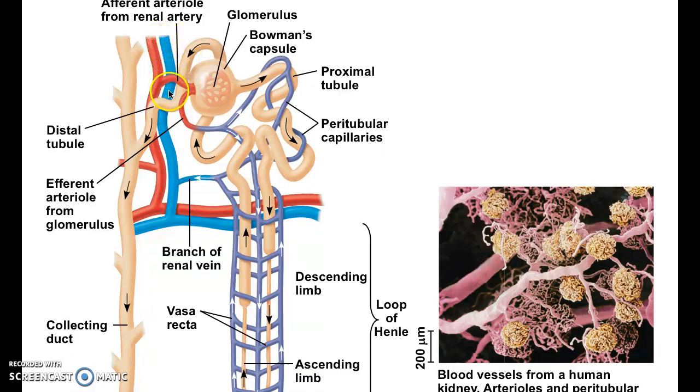You have the renal artery. This is a renal artery, the red one. It brings oxygenated blood. This is your renal vein. It takes the deoxygenated blood back to the heart.